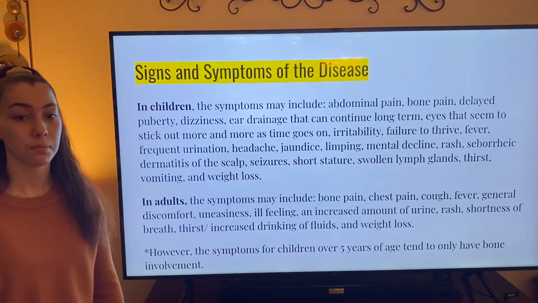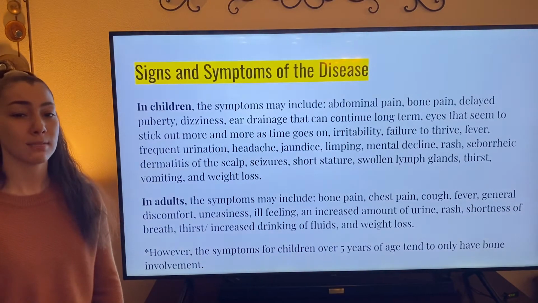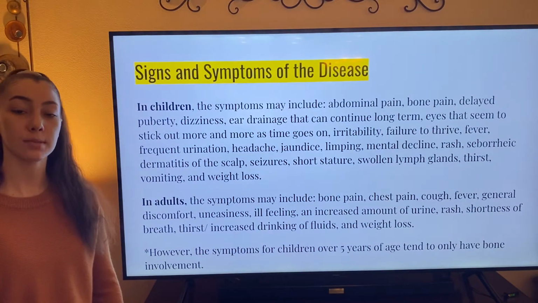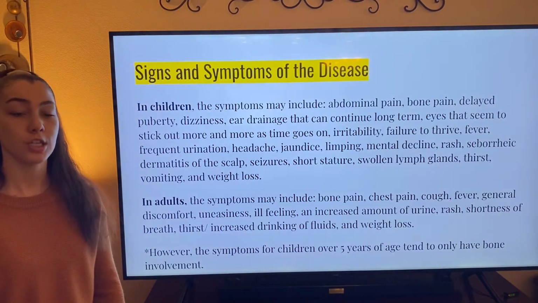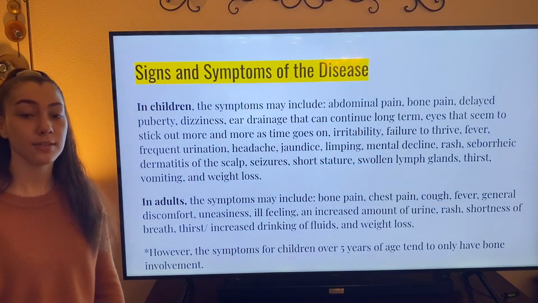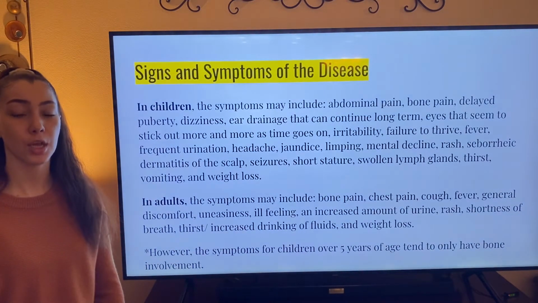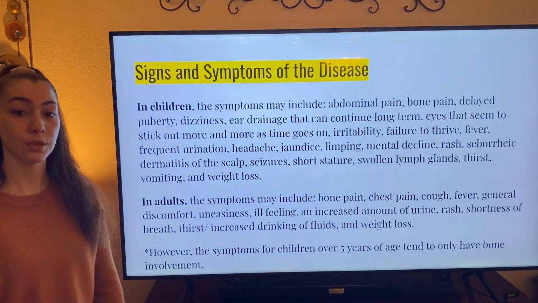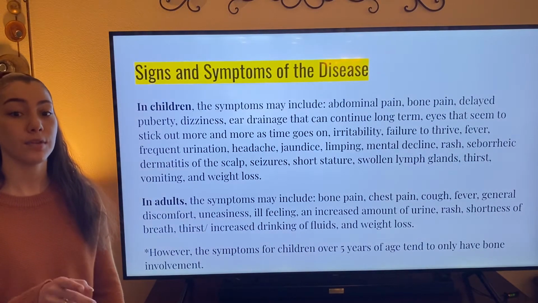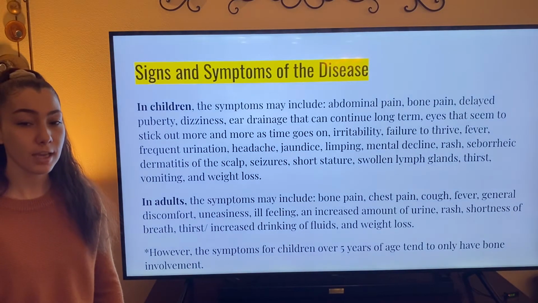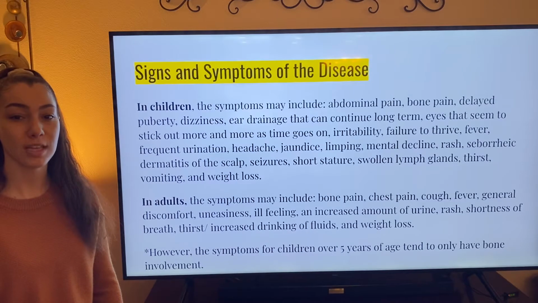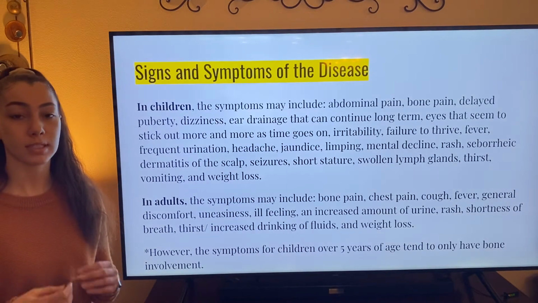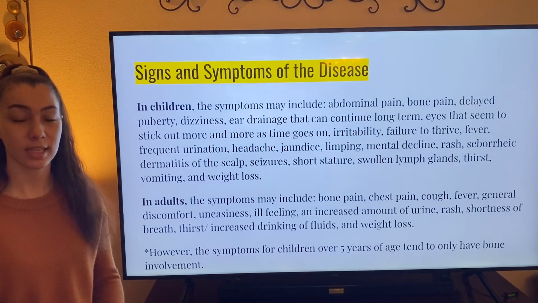and weight loss. Now, in adults, there are not as many symptoms, but the symptoms do include bone pain, chest pain, cough, fever, general discomfort, uneasiness, ill feeling, an increased amount of urine, rash, shortness of breath, thirst/increased drinking of fluids, and weight loss. However, children over 5 years of age tend to only have bone involvement, so that's bone pain or signs on the bone such as lesions, things like that.